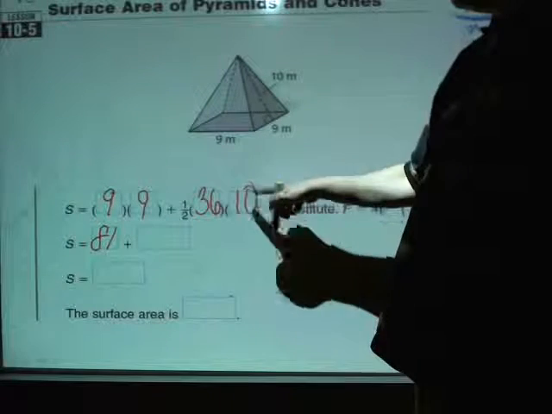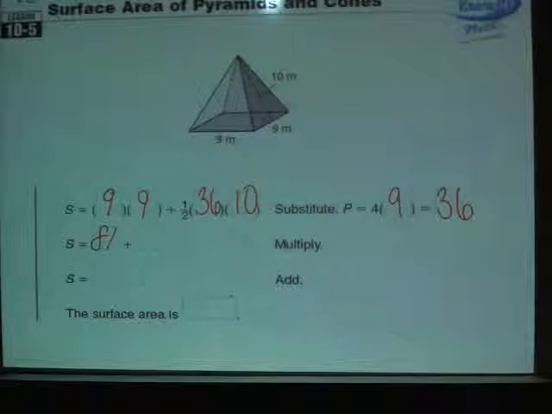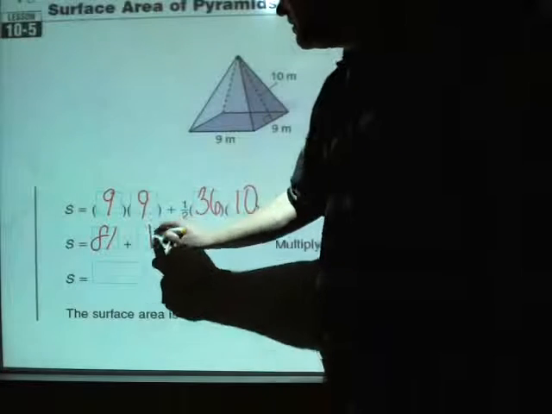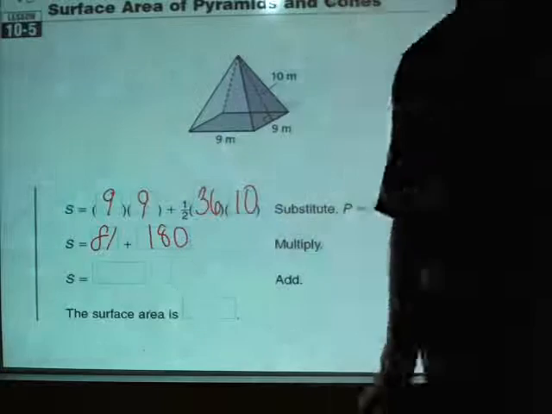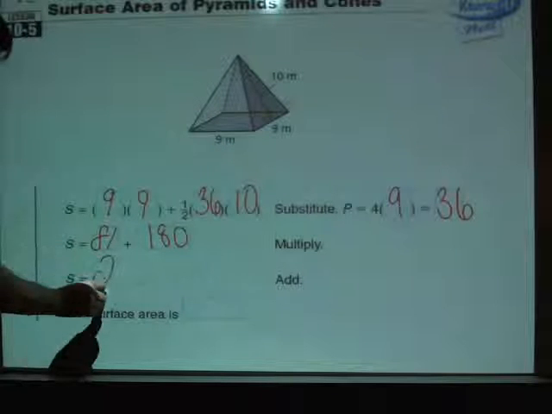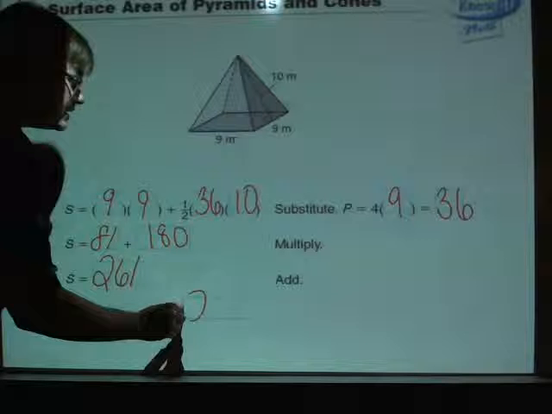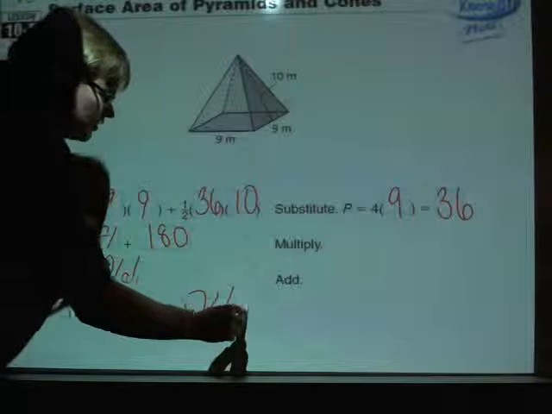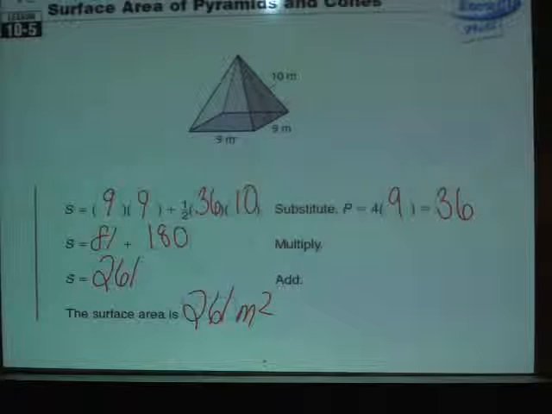So over here I've got to simplify 1/2 of 36 times 10. Well, 1/2 of 36 is 18, and 18 times 10 is 180. So to find the surface area here, I'm adding together 180 and 81. When I add together 180 and 81, the result is 261. So the surface area here is 261 square meters, or 261 meters squared.